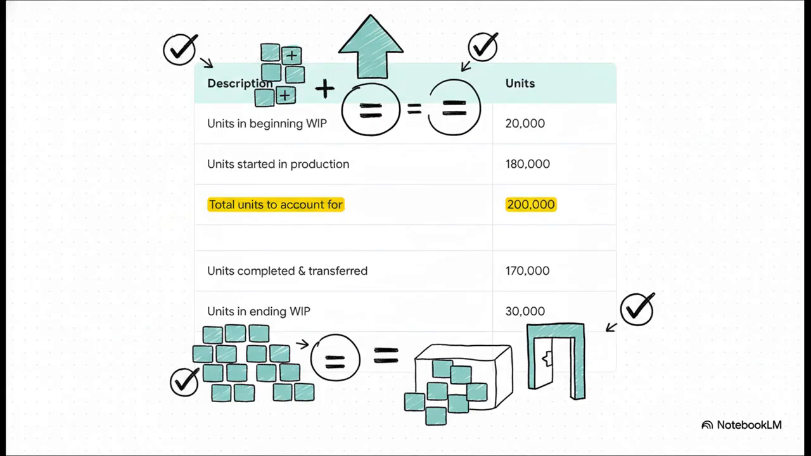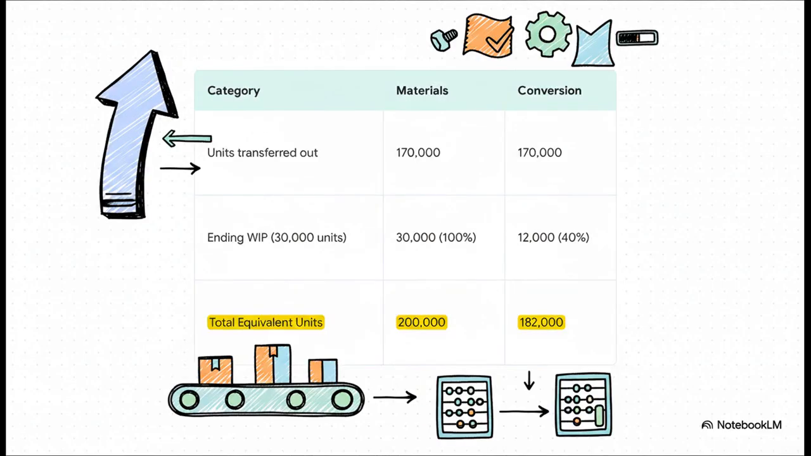Step 1 is a piece of cake. We started with 20,000 units, right? And we added 180,000 more. So that means we need to account for a grand total of 200,000 units. The data tells us we finished 170,000 of them and had 30,000 left over. You add those two up, and what do you know? 200,000. It balances. The physical units are all accounted for. Perfect. Okay, now for that trickier part we talked about, equivalent units.